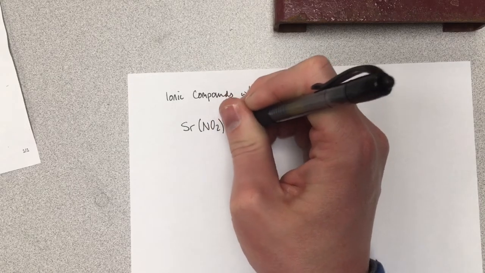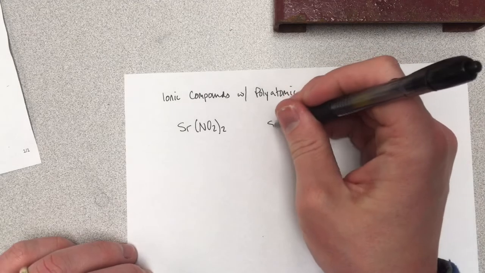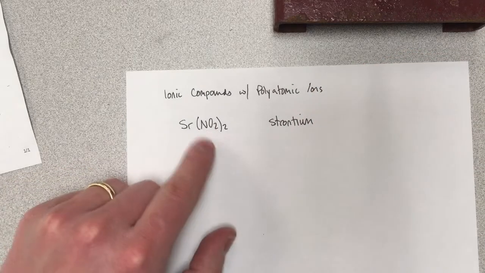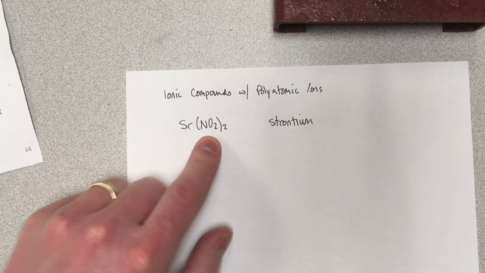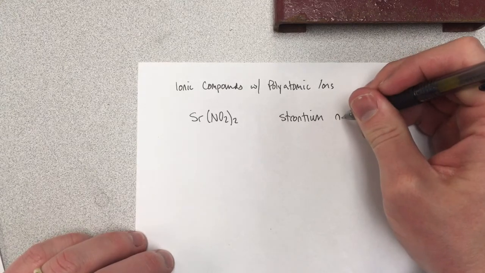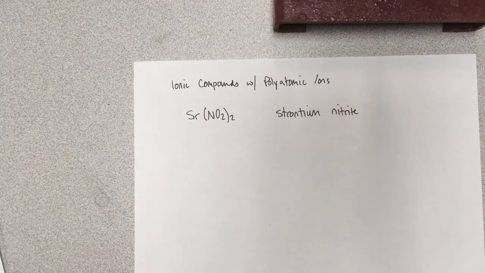Sr(NO2)2. Okay, so when I consult the periodic table, this is strontium. And when I want to name the second part, this is the polyatomic ion, I consult my table. NO2 is nitrite. So this is going to be strontium nitrite. And when I name it, that's all I do.